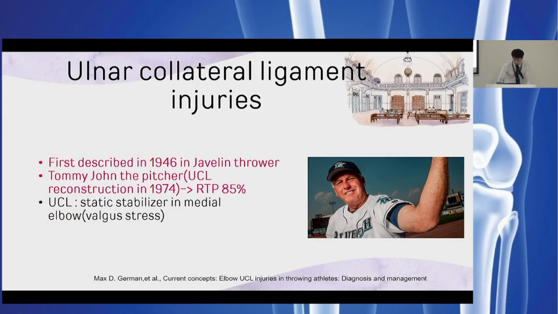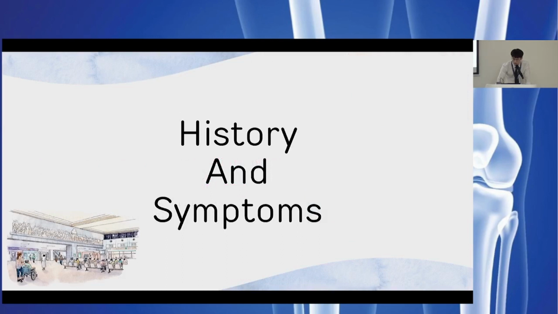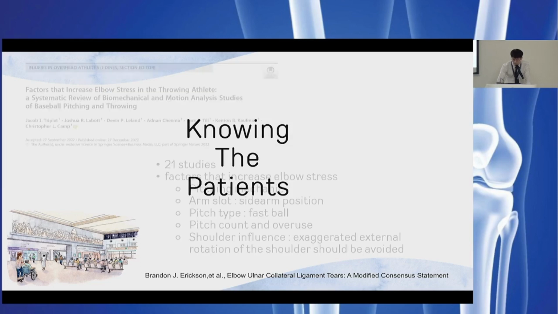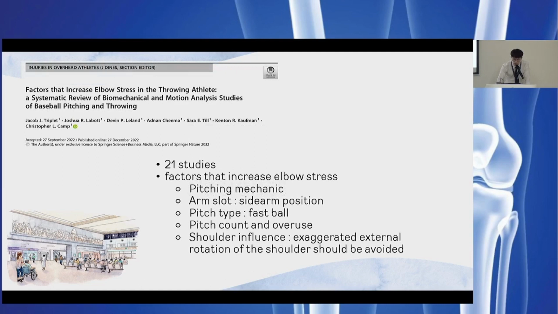Let's focus on the UCL injury. It was first described in 1946 in Toronto, and the first reconstruction was operated by Dr. Jobe on a patient named Tommy John in 1974. For the history and symptoms, first of all, you have to know the patient and the injury mechanism, previous injury, sport and level of competition, history of overuse, how this injury affects performance, throwing arm dominance, location and time of the pain, throwing velocity, previous treatment, and the last one is previous medial elbow surgery.